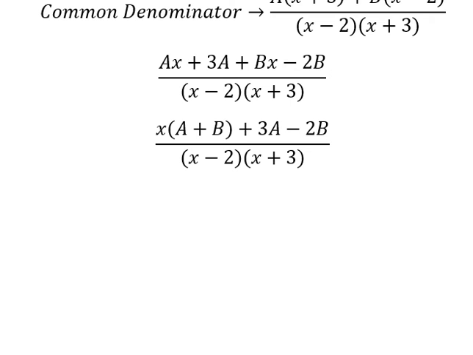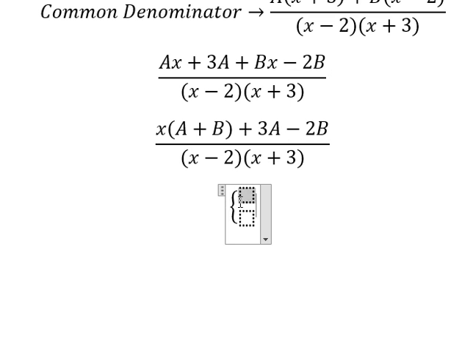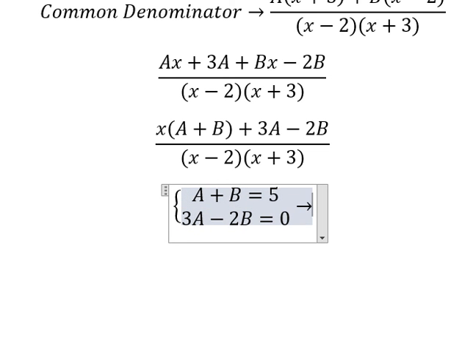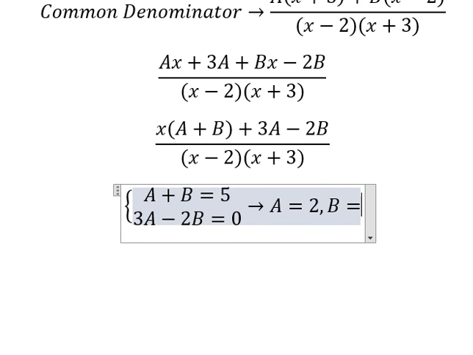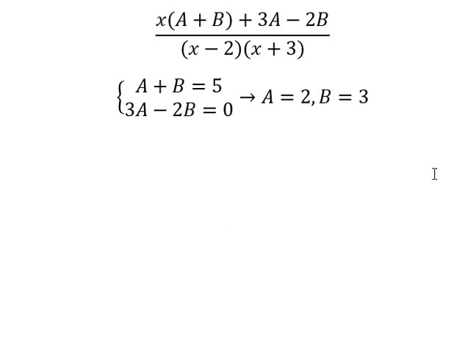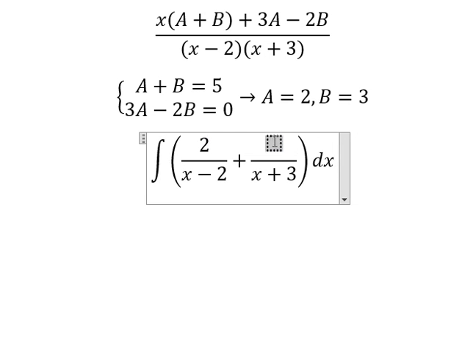And now we create the system of equations. And now we need to find the solutions of a and b. So a equals number 2, b equals number 3. And now I will put a and b going here. And now we have the integration. So a equals number 2, b equals number 3.